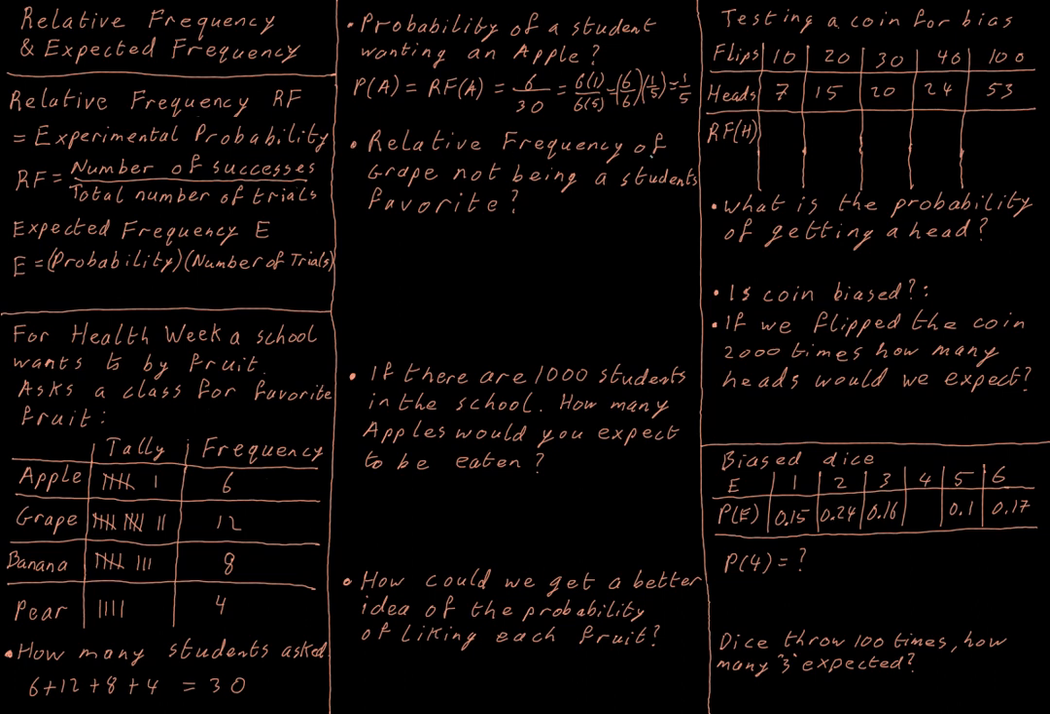So the relative frequency of a grape not being a student's favorite. So the relative frequency of not wanting a grape, of not having grape being the favorite fruit. Well, we could simply get all of the people who did not have grape as their first choice. So that'd be 6 plus 8 plus 4 all over 30. Those are all of the people who didn't pick grape, so people who picked apple, banana, and pear as their favorites.